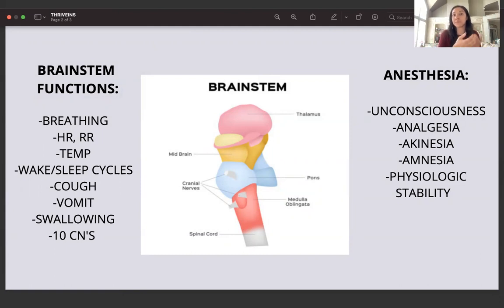Right. So basically, when a patient is under anesthesia and we are taking them out of consciousness, we are messing with the functions of the brainstem. That's why your job is so important, and that's why you are working your little tails off, learning how to give anesthesia in a safe manner.